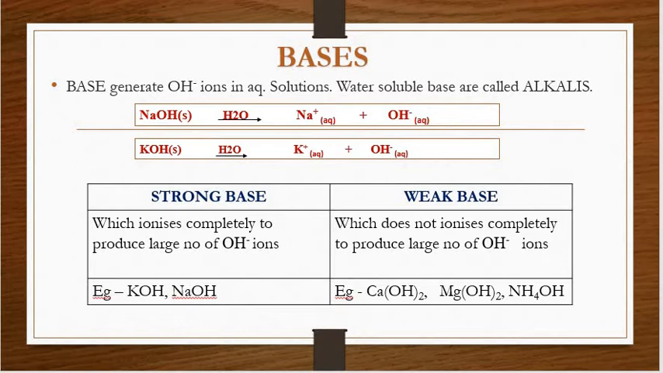There are other bases like calcium hydroxide, magnesium hydroxide and ammonium hydroxide, and the common thing we see here is the hydroxyl ion in every molecule. In aqueous solution, all bases will give us hydroxyl ions. Bases are also of two types: strong base and weak base. Strong bases give a large number of hydroxyl ions in aqueous solution, as they ionize completely. Examples of strong bases are KOH and NaOH. Weak bases do not ionize completely, so they produce fewer hydroxyl ions on ionization. For example, calcium hydroxide, magnesium hydroxide and ammonium hydroxide.